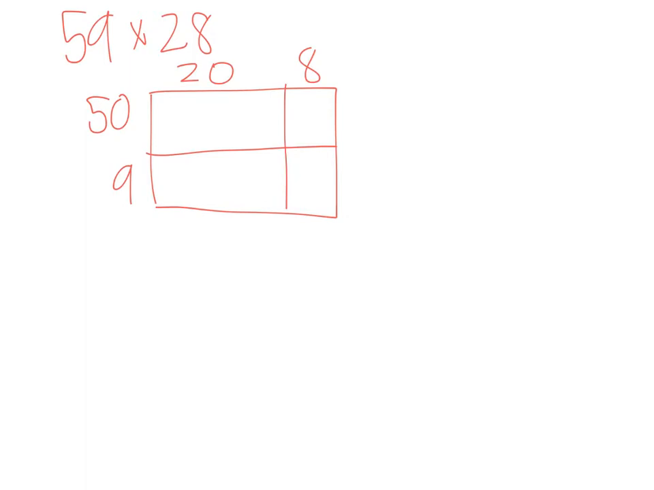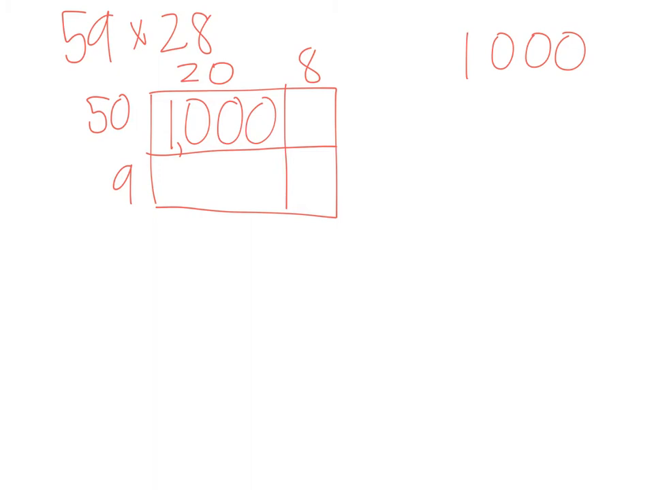So, let's do this part first. What's this going to be? 50 times 20. Okay? So we're going to do 5 times 2. What's 5 times 2? 10. And we can't forget about this 0 and this 0. So how many zeros are we going to add to that? Just 2. So 1,000. And I'll put that over here.